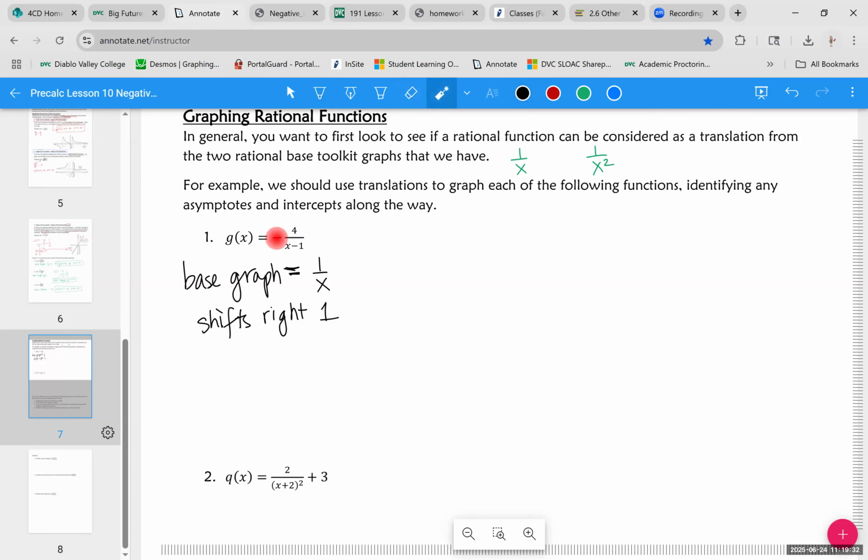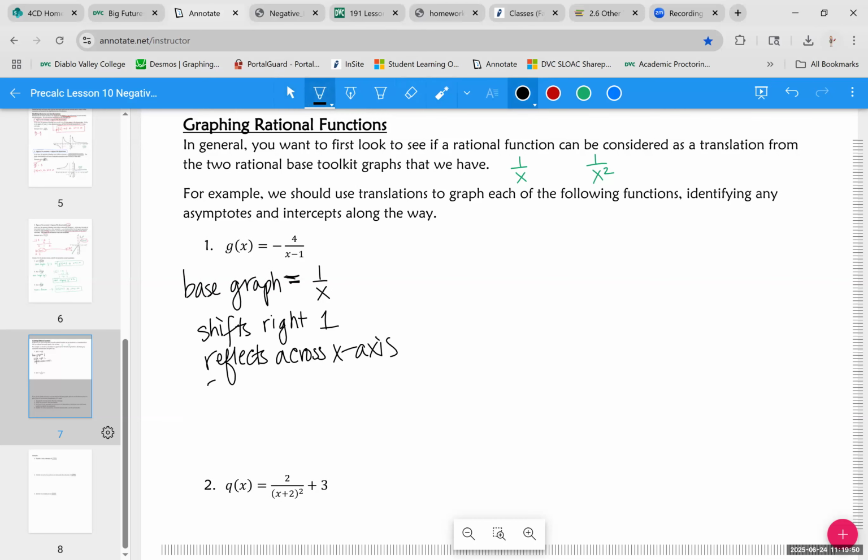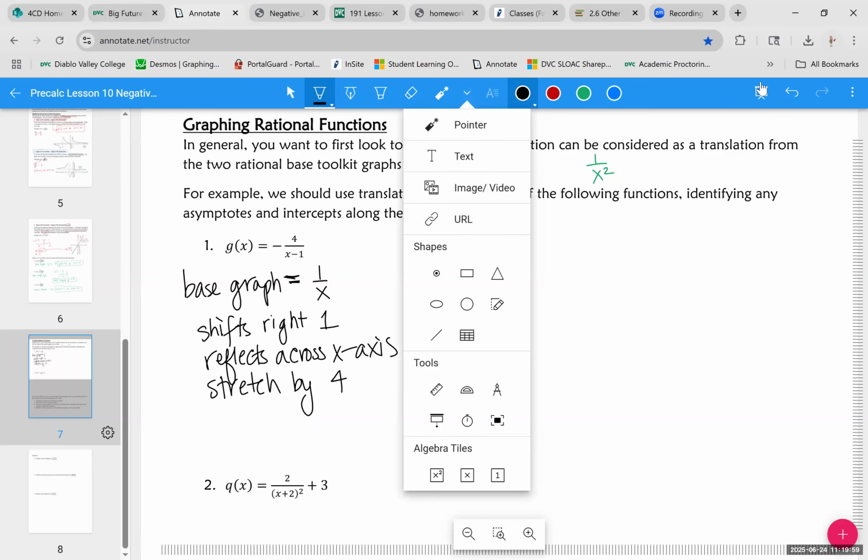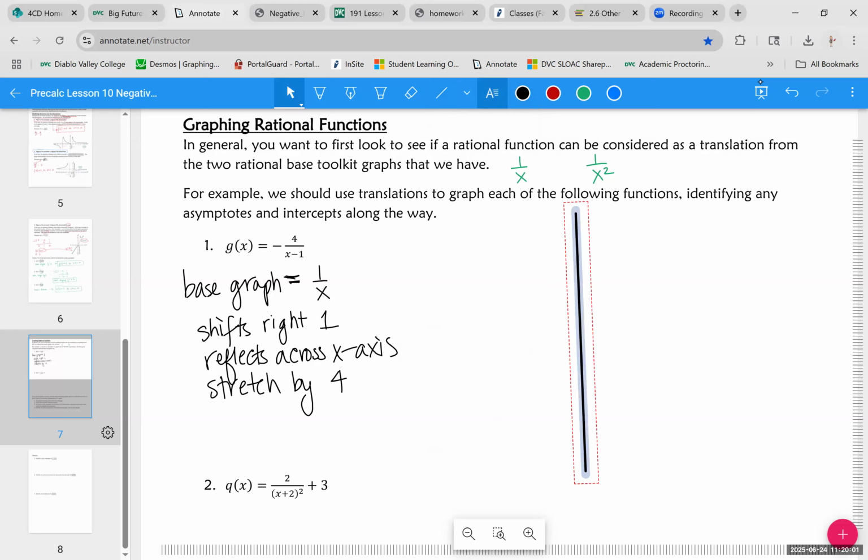What does the negative sign do? It reflects it across the x-axis. And then what does the 4 do? It's like multiplying the whole thing by 4, so it's a stretch by 4. Okay, now, I didn't give myself a grid here, mostly because sometimes these things are really hard.